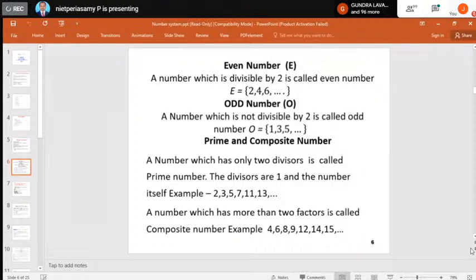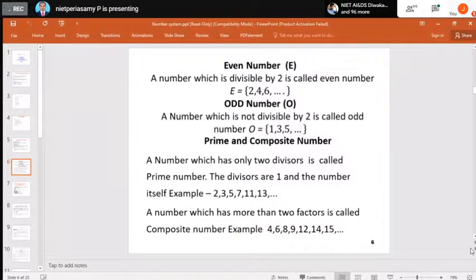Next we go to the prime number and the composite number. First we see the definition of prime number. A number which has exactly 2 divisors is called a prime number. The divisors are the number 1 and the number itself. For example, randomly you take any number. Here I take the number 7.